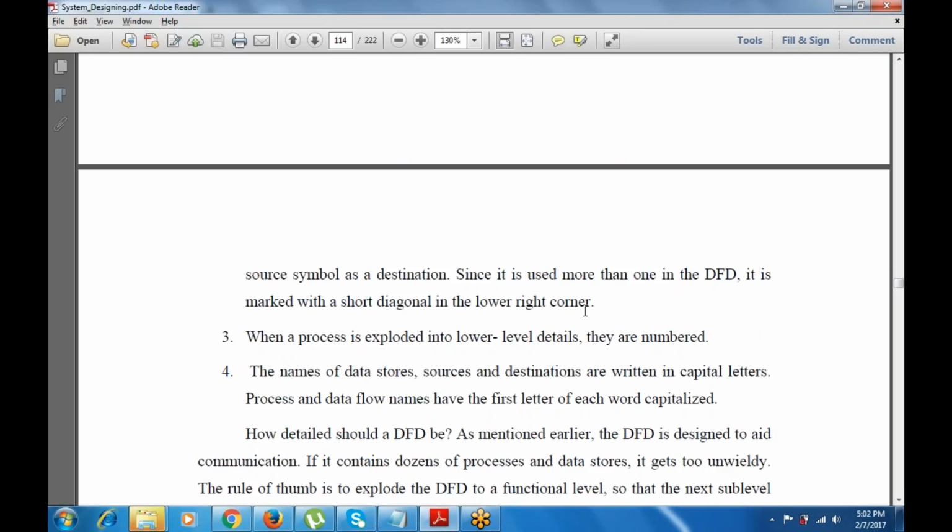The names of data sources and destinations are written in capital letters, and the processes and the data flow names have the first letter of each word capitalized. Now how detailed should the DFD be? What are the various details that are available within the DFD?